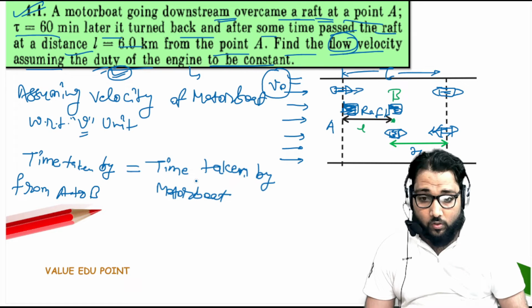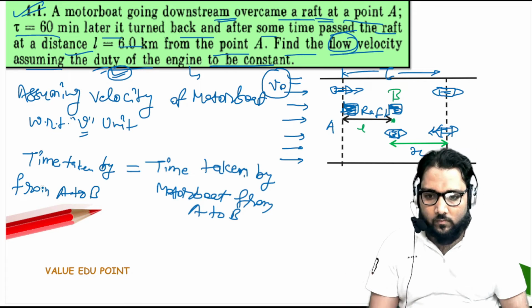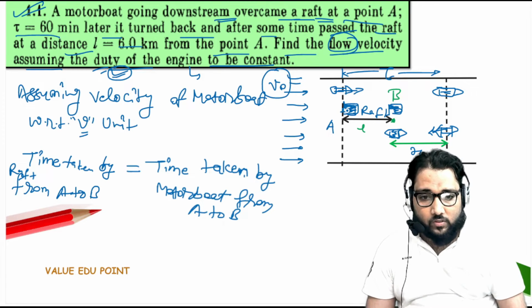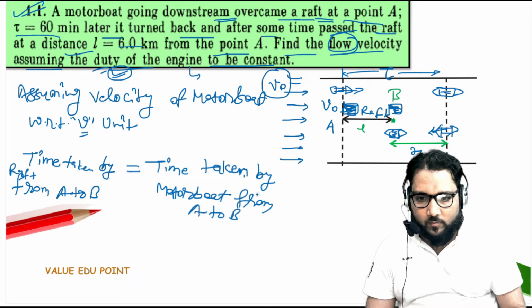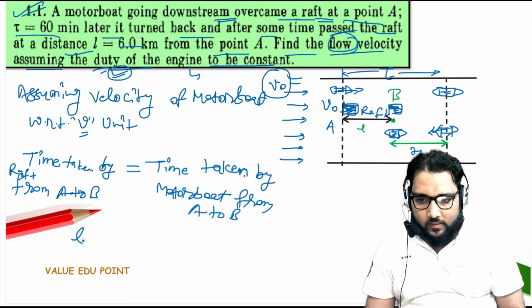Okay, the time taken by the motorboat from A to B, and the time taken by the raft. The velocity of the raft is moving very slowly, so we assume the velocity of the raft will be equal to the flow velocity. Is it okay, guys? So the time taken by the raft from A to B will be equal to the length upon velocity. Is it okay, guys?